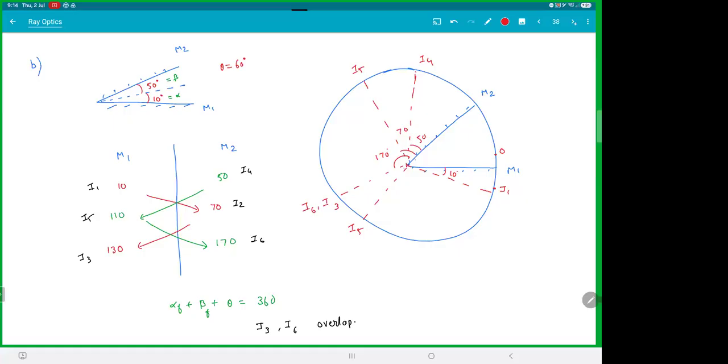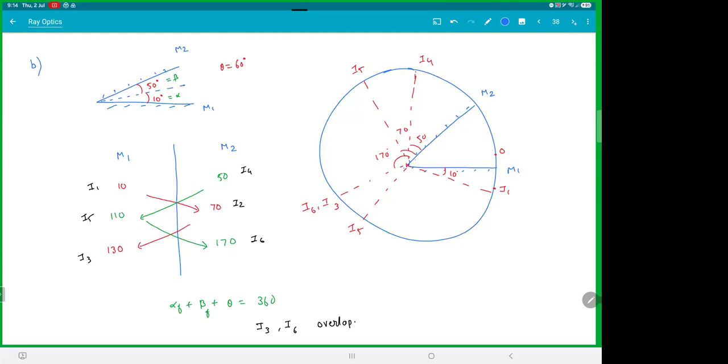Clear with the positioning? Any doubts on this? So this is how you can locate the position of the images. Finding the number of images is the easier one. If by chance someone decides to ask you, give me the position, this is how you handle them. Any doubts on this? Great. That's what happens when you have two mirrors.